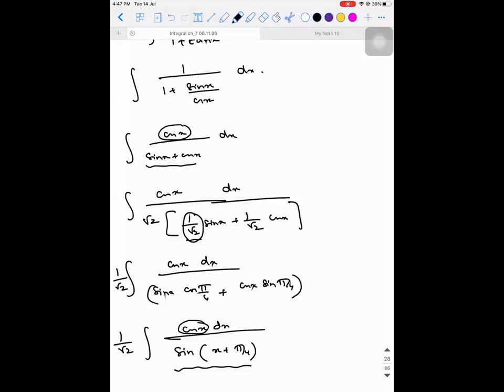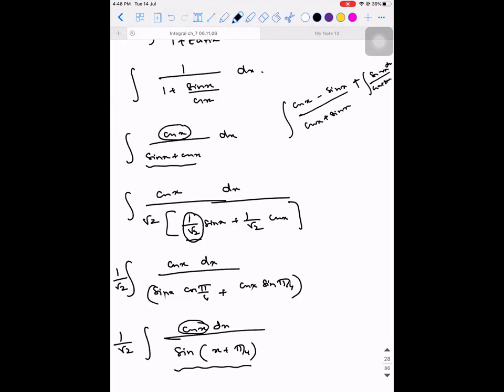I separated everything. So you added what? You added sin x and minus sin x. Okay. And then cos x minus sin x by cos x plus sin x will become one term. So the numerator is cos x minus sin x by cos x plus sin x, plus integral sin x by cos x plus sin x.